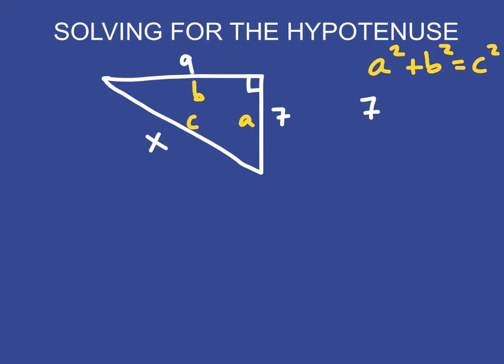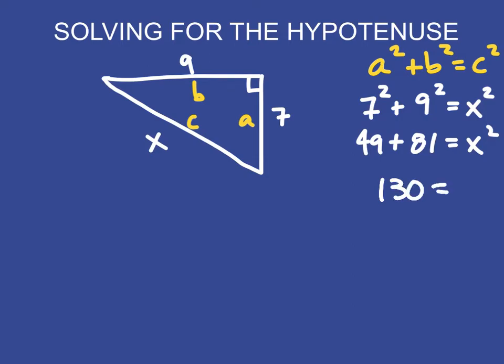So I'm going to write 7 squared plus 9 squared is equal to x squared. Now let's do 7 squared: 7 times 7 is 49, plus 9 times 9 is just 81, and that's equal to x squared. When we add these together, we've really got 49 plus 81. If you take the 1 and move it over here, that's 50 plus 80. This is 130. All right, 130 is equal to x squared.